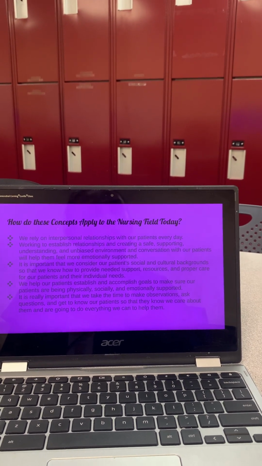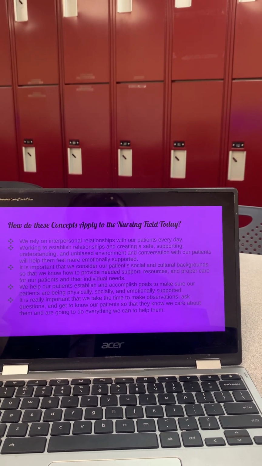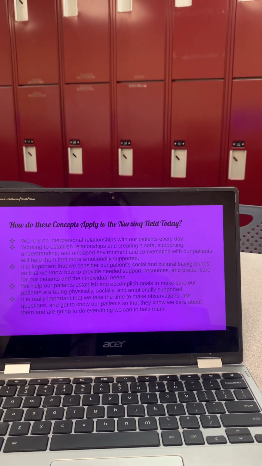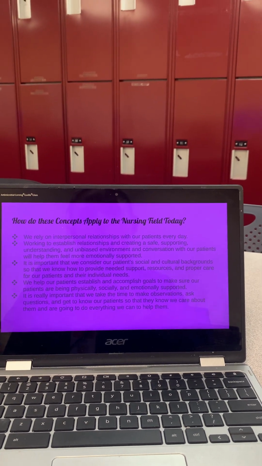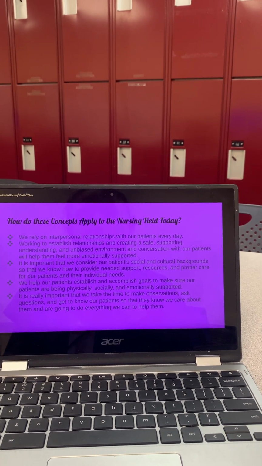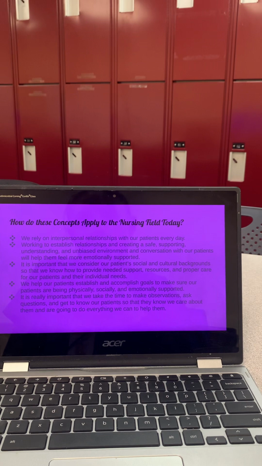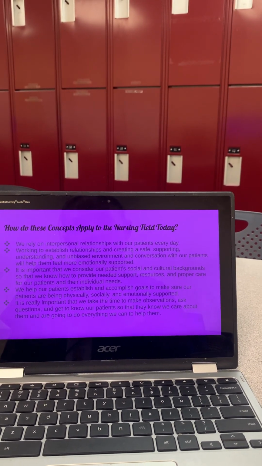I think it's also really important, just like she talked about, safety and environment being one of the 4 concepts of her theory, that we consider a patient's social and cultural background so that we know how to provide needed support resources and proper care for our patients and their individual needs, because they're all different, and it's important that we recognize what they all need on an individual basis.